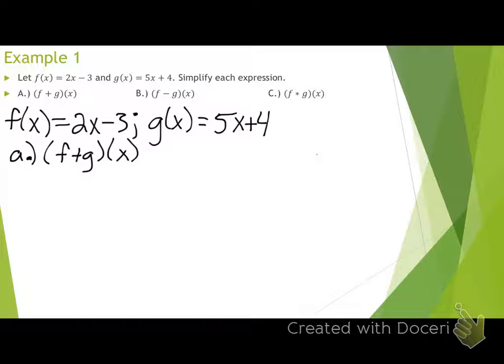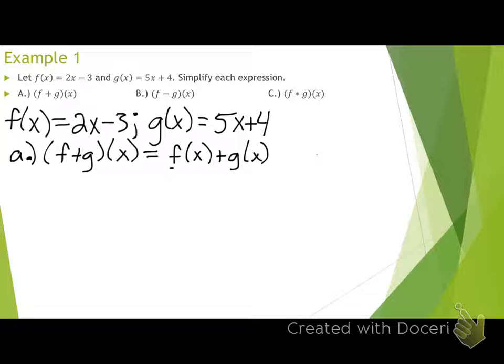It gives me two functions and wants me to find the sum of those two functions. So what's f plus g of x telling me to do? Based on the previous slide, it's f of x plus g of x, right? That's what f plus g of x is telling me to do. Everyone okay with that? Okay.